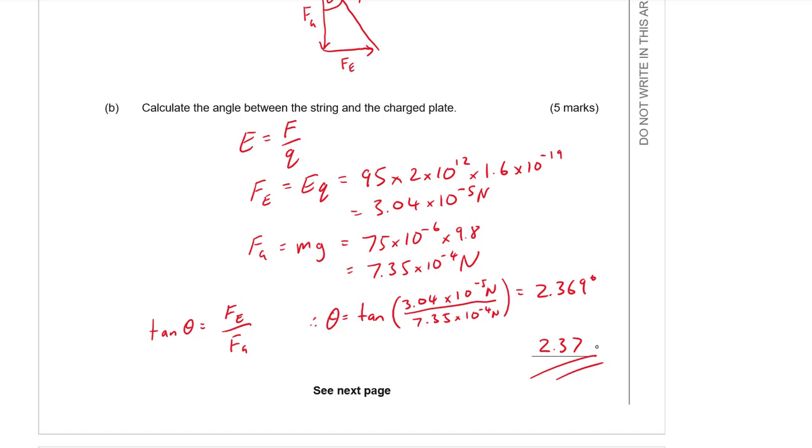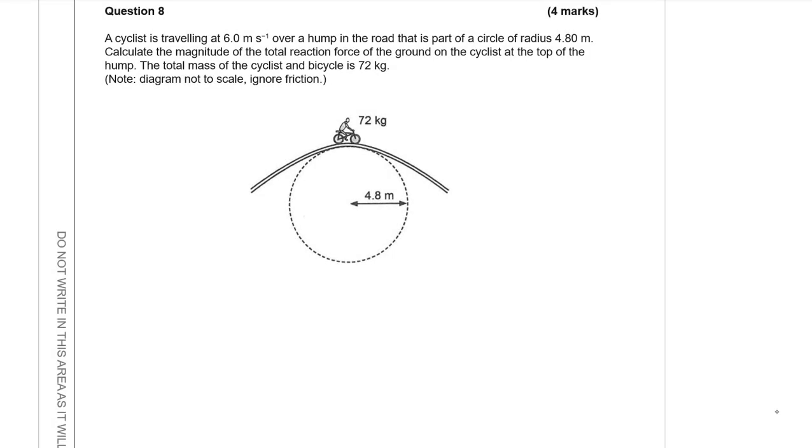Okay, so looking at the marking key, you would have got a mark for knowing the relationship between the angle and those forces. There were 2 marks allocated to the electrical field calculation. There was 1 mark allocated to the gravitational field calculation, and then getting your answer down here was that final mark. There we go.